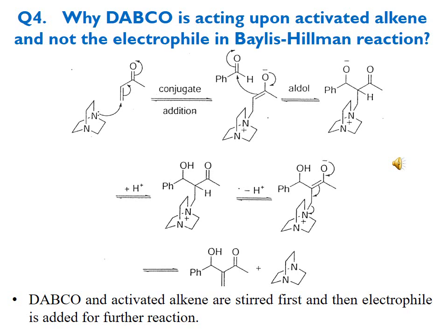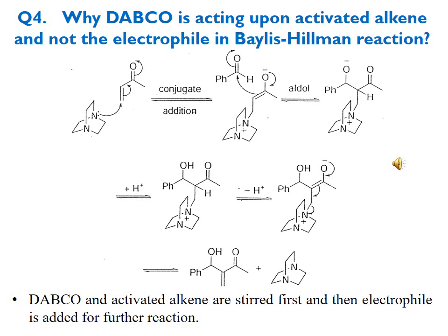Here is another important question: why is DABCO acting upon the activated alkene and not the electrophile in the Baylis-Hillman reaction? We have two reactive regions, one is the aldehyde and the second is the alpha-beta unsaturated compound, which we are calling the activated alkene. The question is, when both regions are present, why is DABCO, our tertiary amine catalyst, going to attack the alpha-beta unsaturated compound instead of the electrophile, in this case the benzaldehyde.